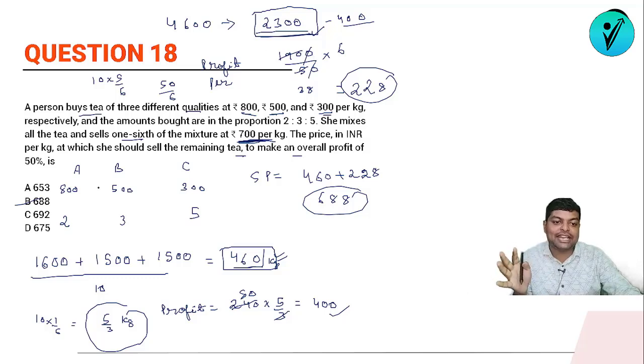1/6 तो आपने बेच दिया, right? So you'll be left with 5/6 of it. So 5/6 means 50/6 kgs. तो per kg profit कितना आना चाहिए? 228 रुपीज per kg का profit आना चाहिए. तो अगर 460 कॉस्ट प्राइस है तो सेलिंग प्राइस क्या होना चाहिए? It should be 460 plus 228. So the answer to the question is 688. ठीक है.